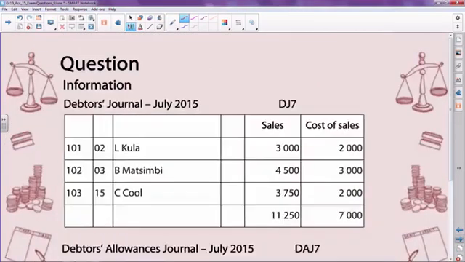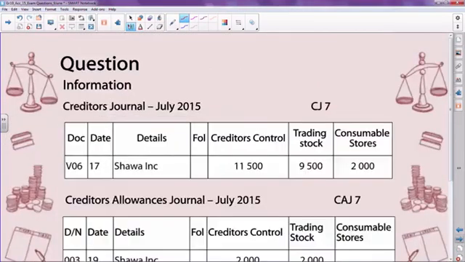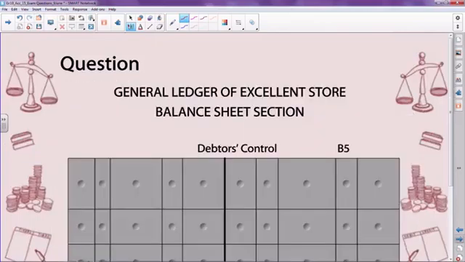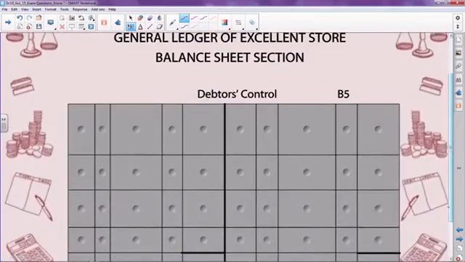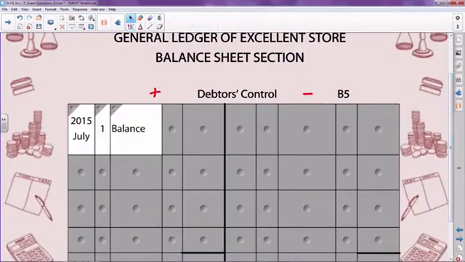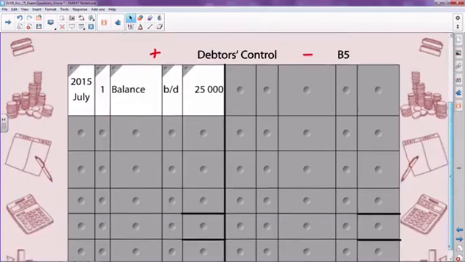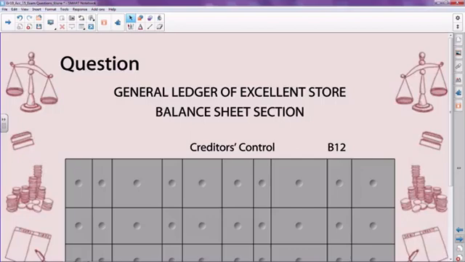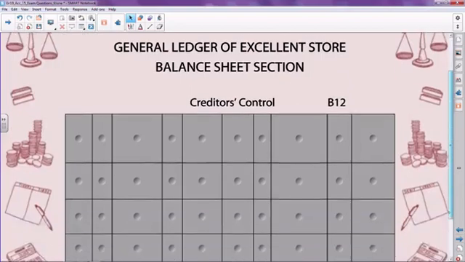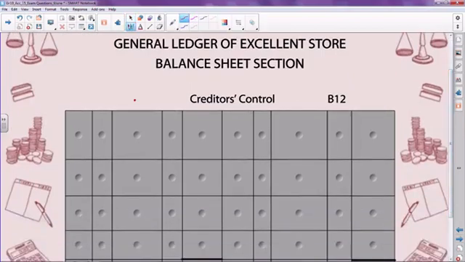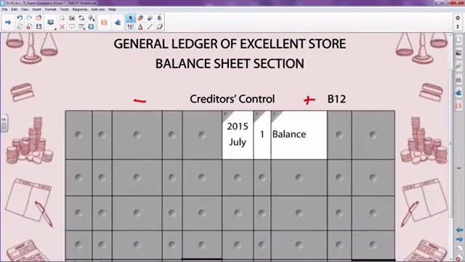So I'm going to jump all my journals quickly and go straight to my T accounts, which is here. Now remember, debtors plus minus, show it for yourself in the exam. And there you will see on July the 1st, we have a balance brought down of 25,000. That's your debtors control. Now, we have another one, the creditors control. Where's the plus? Where's the minus? It will be minus plus. Again, where, let's go and see. There it is, the balance brought down of 40.